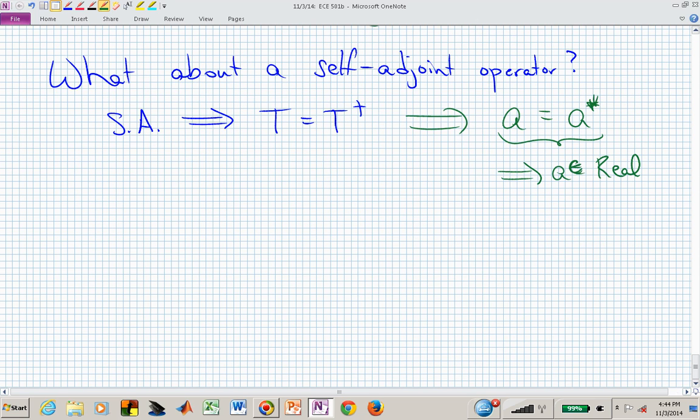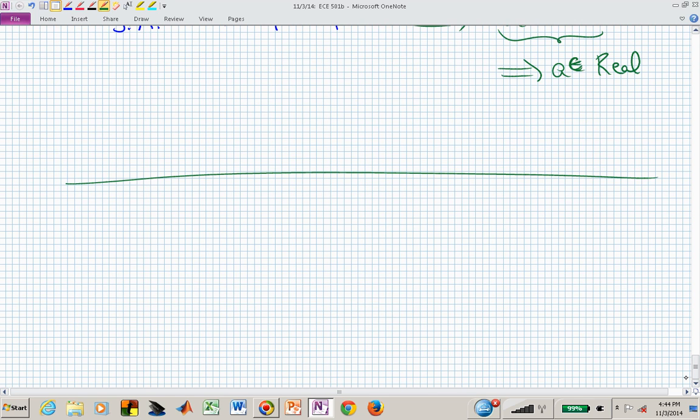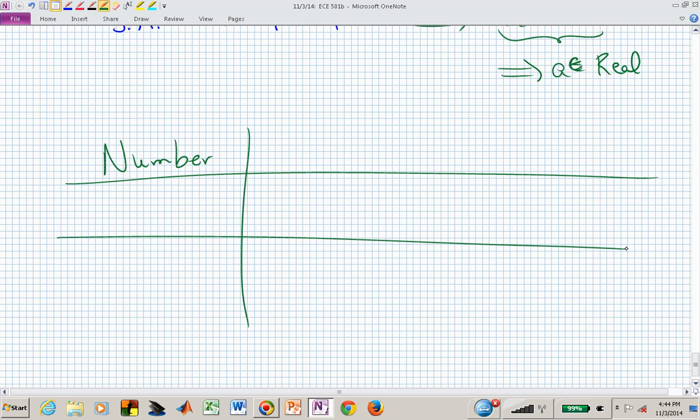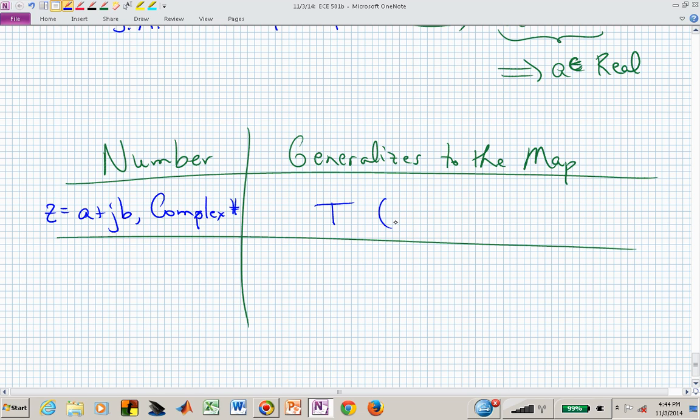That now allows us to think in terms of sort of a table. If we looked at a certain number, how can we generalize that, or generalizes to a certain map, meaning if we now had a complex number, let's say Z is A plus JB, a complex number, that's just our linear map.